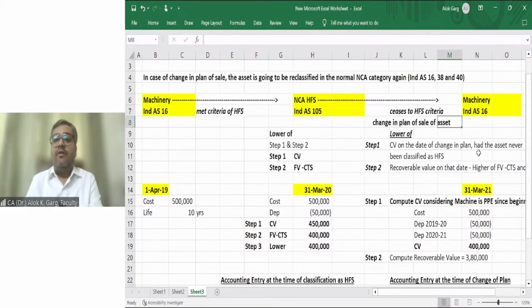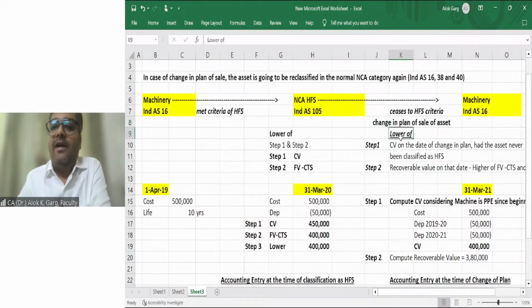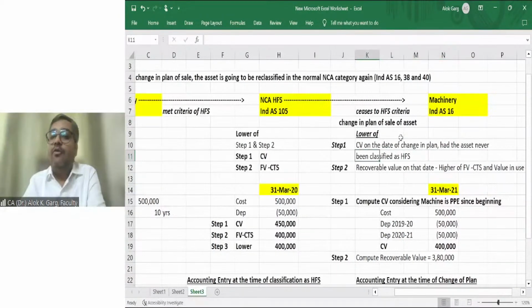Clear? So now there is a change in the plan of the sale of the asset. Earlier, from Ind AS 16, it went to Ind AS 105. Now from 105, it comes again to Ind AS 16. So now the question arises on 31st March 2021: at what value is this PPE going to be recognized again? Step number one, again it has to be recognized at lower of what? Step number one, carrying value on the date of change in plan had this asset never been classified as held for sale. Second, recoverable value.